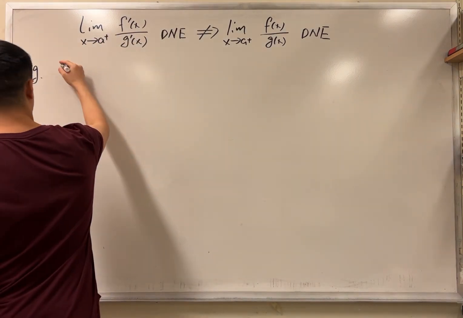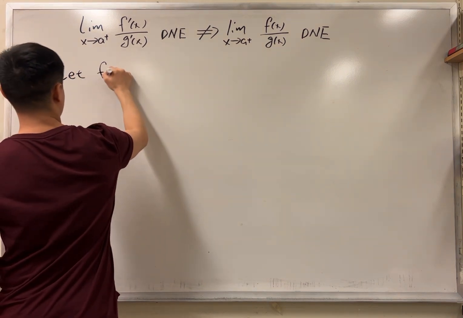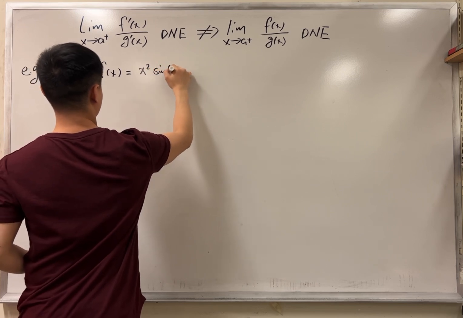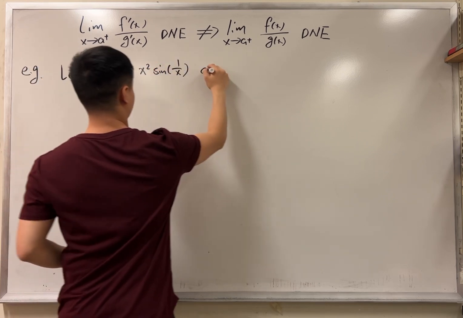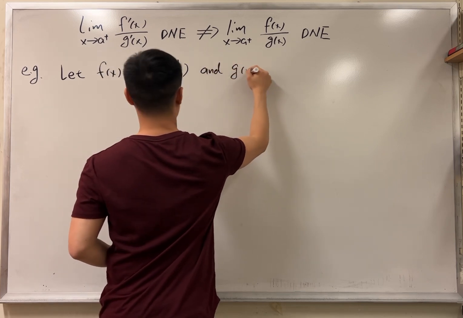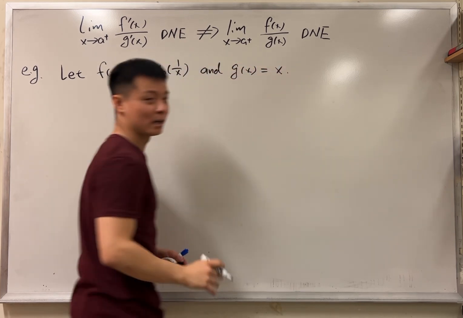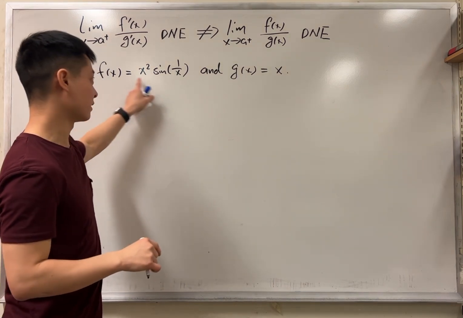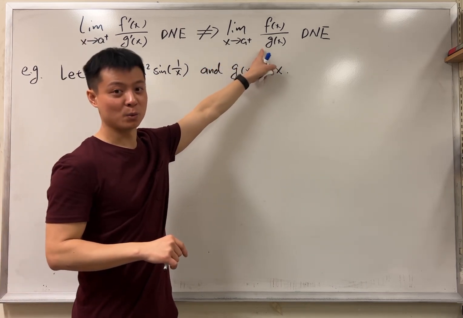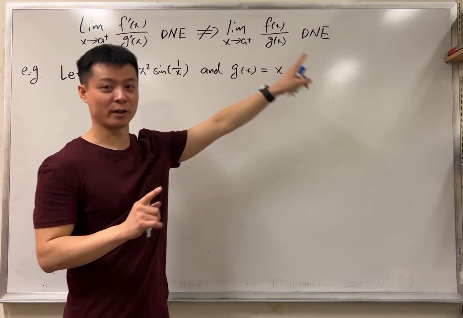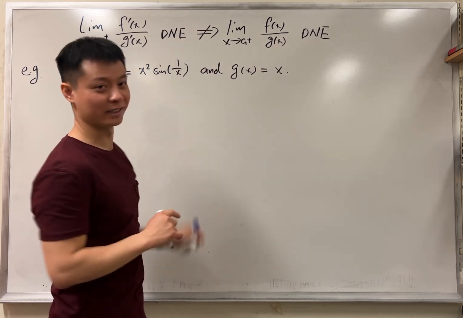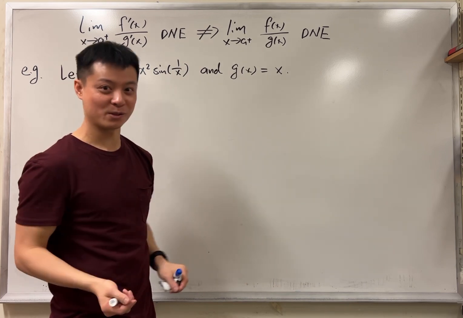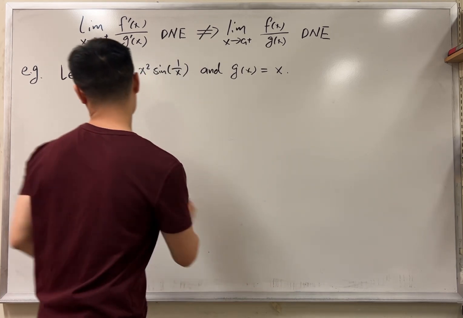We're gonna let f of x equal x squared times sine of 1 over x, and g of x equal x. We're going to calculate the limit in two different ways. The first way, we calculate this limit directly without using L'Hopital's rule and see what happens. And secondly, we calculate it by using L'Hopital's rule, and then we compare these two answers to find something interesting.